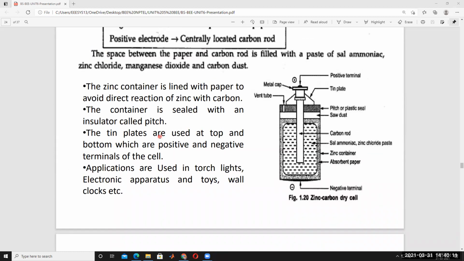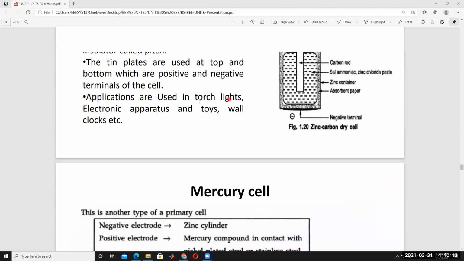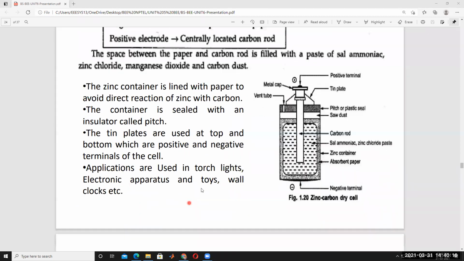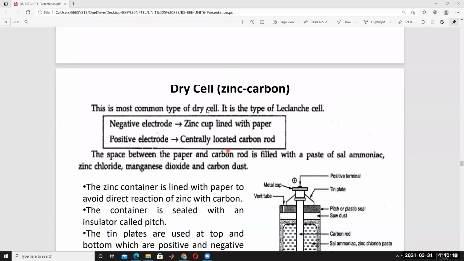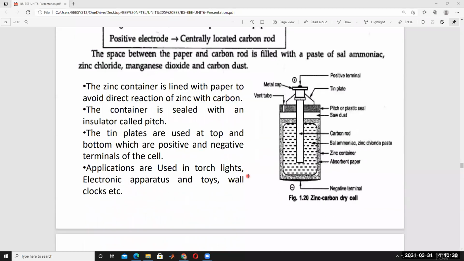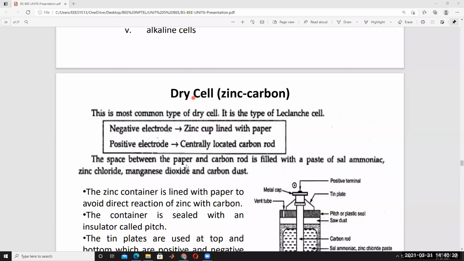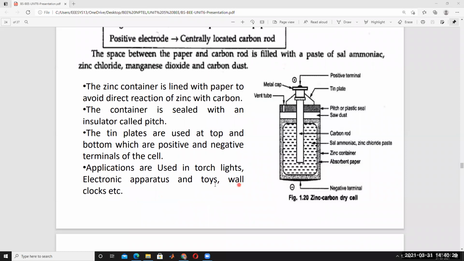So the dry cell applications are torchlights. Dry cells are used in torchlights, electronic operators, toys, wall clocks, etc. I think you know what type of cells are used in wall clocks.